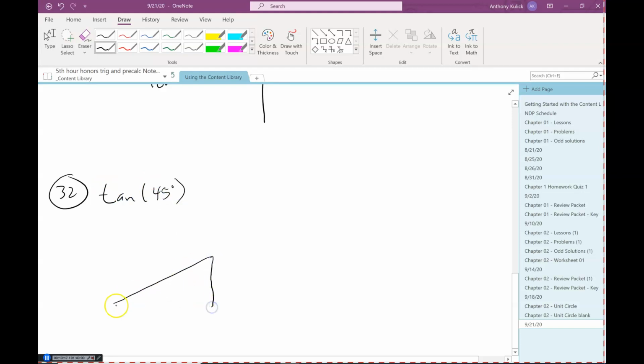Well, since that's an acute angle, I can just draw a right triangle with an angle of 45 degrees in it. If that angle is 45, I know this angle is also 45, so what I have is a 45, 45, 90 triangle. The ratio of side lengths for a 45, 45, 90 triangle are x, x, and then the hypotenuse is x square root 2. So the tangent here is opposite over adjacent, which is x over x, which reduces to 1.